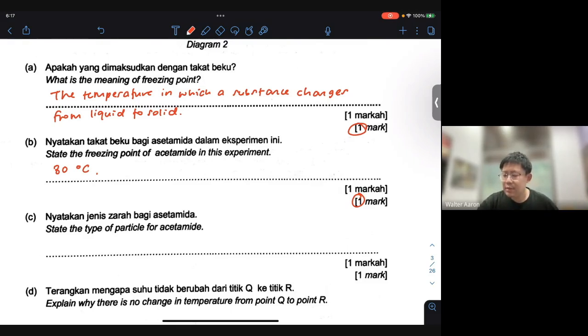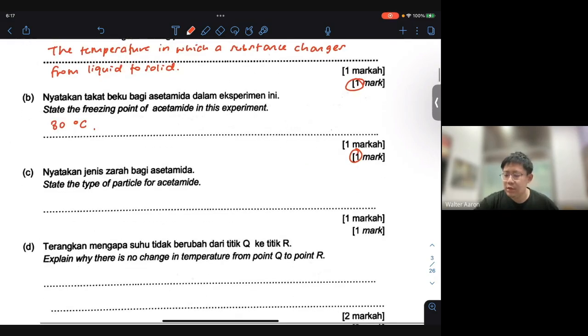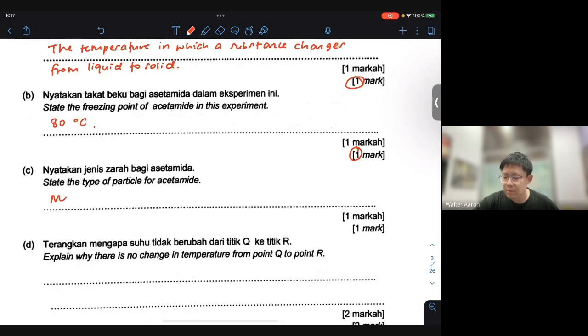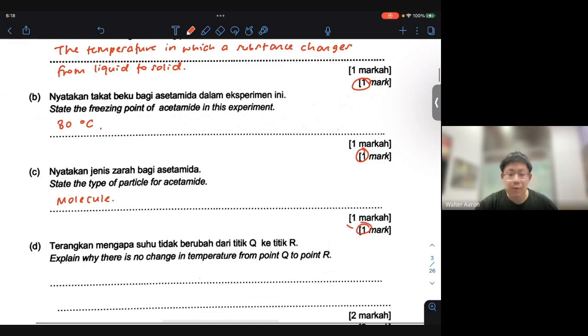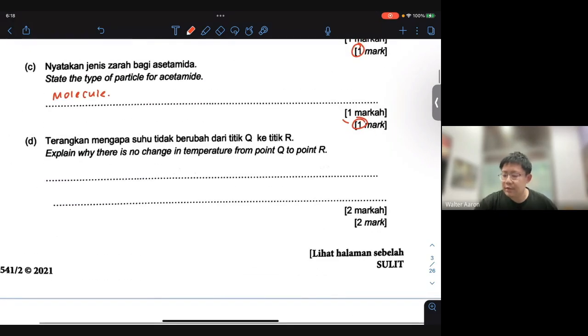Then for C, state the type of particle for acetamide. Acetamide is actually a type of covalent compound. A covalent compound means they're actually molecules. So the type of particles over here will be molecule. One mark over there.